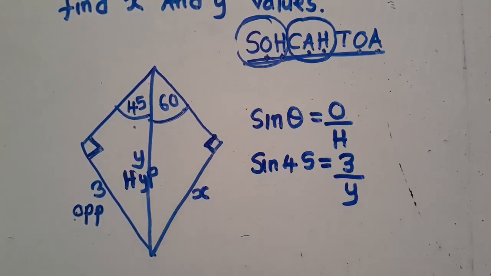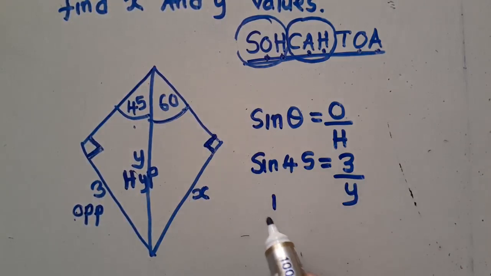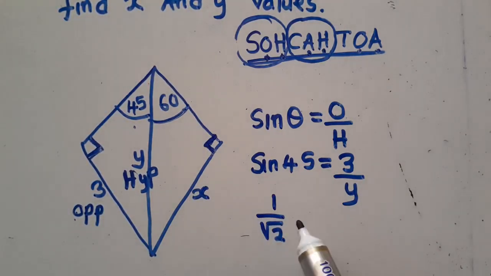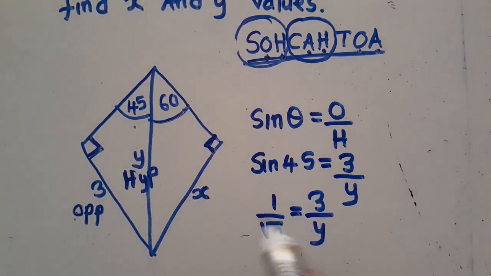You put a y there. And then you know that sine 45 is 1 over root 2, or you can say root 2 over 2, just one and the same. 3 over y. But I think on the 45 part, cos and sine, let's just be using 1 over root 2 for easy calculation.